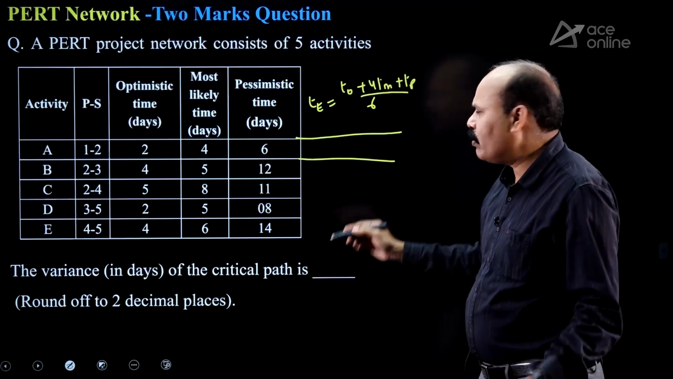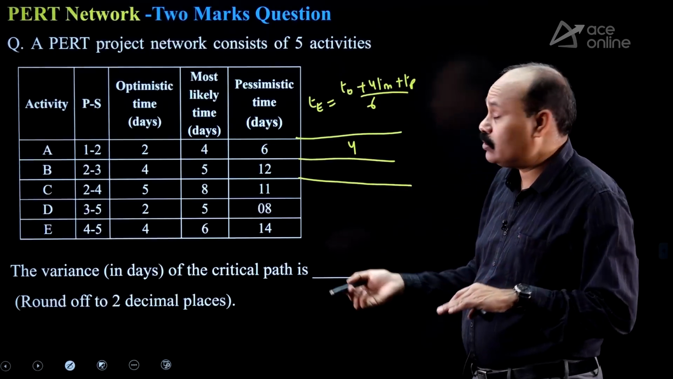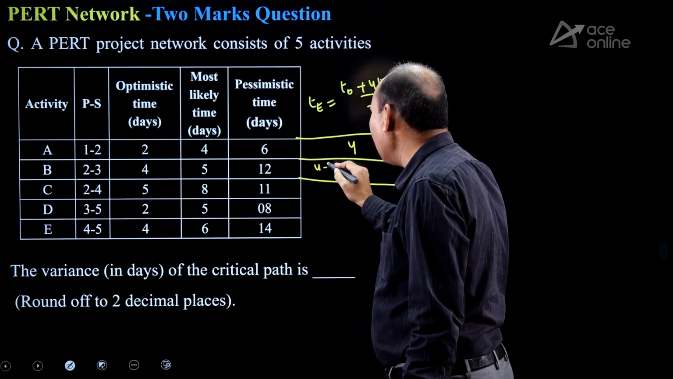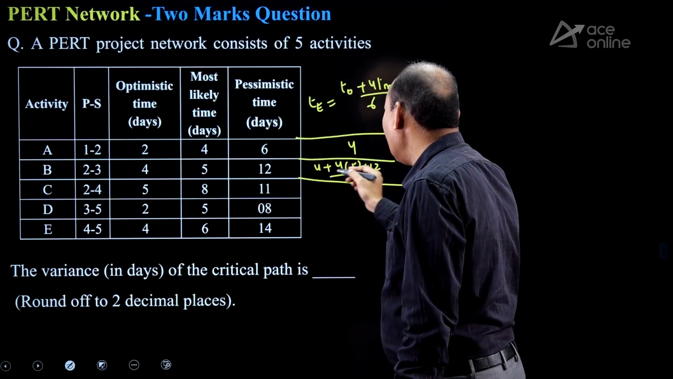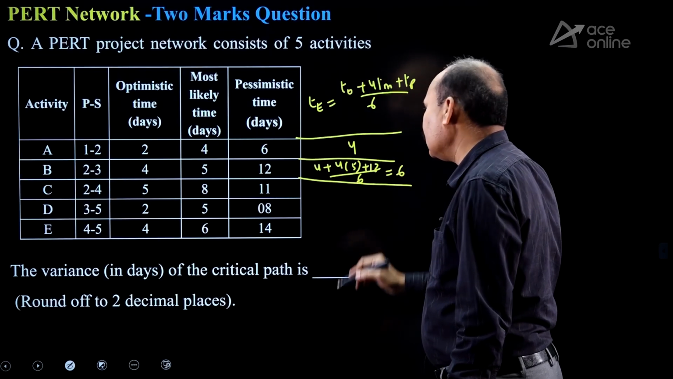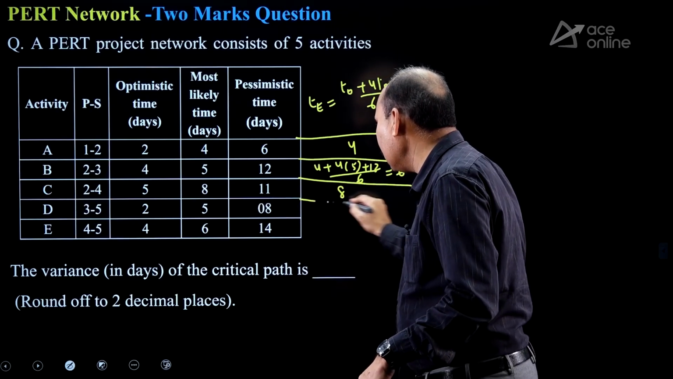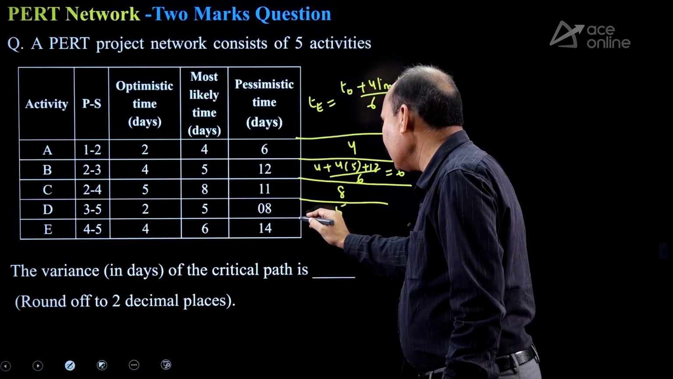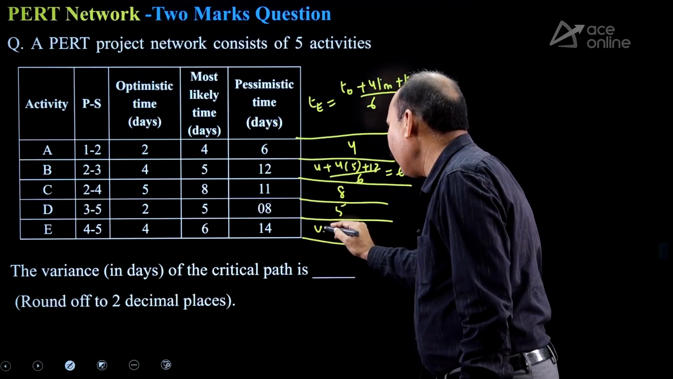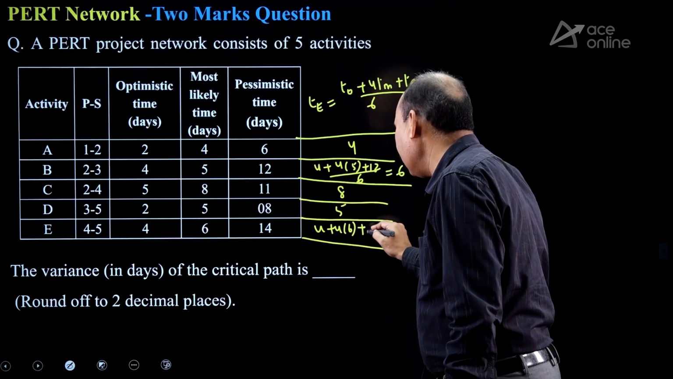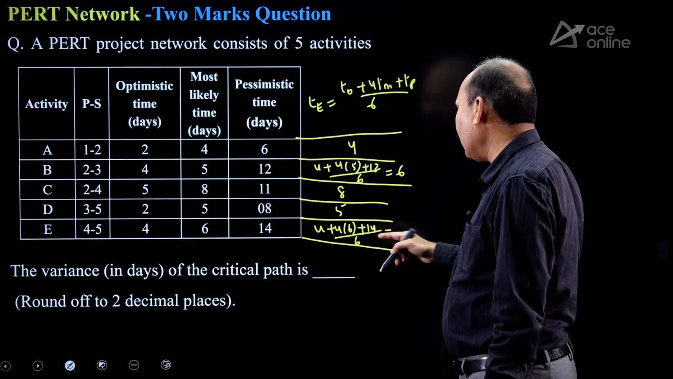2, 4, 6: no need to use the formula, directly we can take 4. 4, 5, 12 is not in arithmetic series, so use the formula: (4 plus 4 into 5 plus 12) by 6. 24 plus 12 is 36, by 6 is 6. 5, 8, 11: 5 plus 3 is 8, 8 plus 3 is 11. So 8. 2, 5, 8: 5 we can take. 4, 6, 14 is not in arithmetic series, use the formula: (4 plus 4 into 6 plus 14) by 6. 24 plus 4 is 28, plus 14 is 42, by 6 is 7.